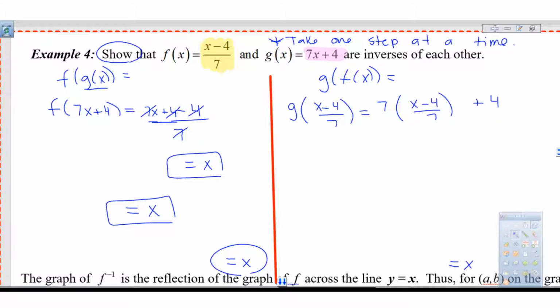Okay, what am I going to ask you right now? Does anyone have any idea what I'm going to say? Can I cancel... I want to say the wrong one first. So I'm going to say, can I cancel the 4s? And what's the answer? No. But what can I cancel? The 7s. So now I'm going to have x minus 4 plus 4. I took 1 step at a time. I got an x. And now I can see clearly that they are inverses of each other.